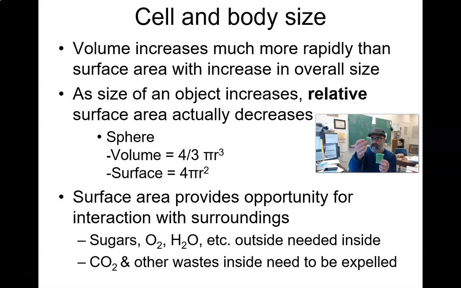When the cell metabolizes sugars and produces carbon dioxide, any other kind of waste, and it needs to get rid of the waste, it has to get rid of the waste through its surface area, okay? So surface area is what brings things in and out of a cell, okay?